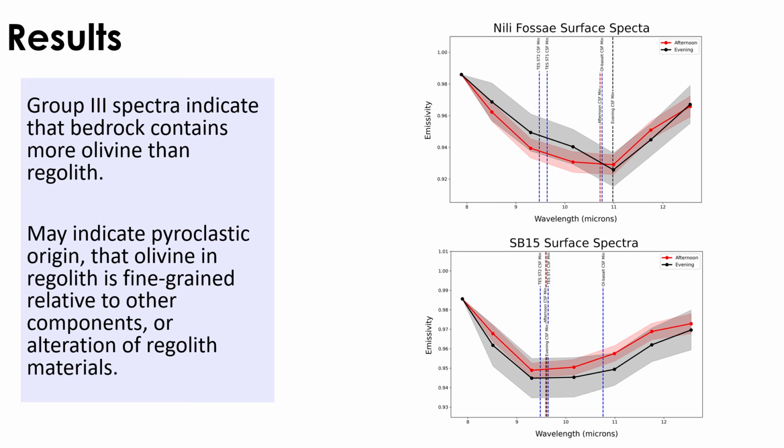The spectral trends observed in Group 3 may indicate a pyroclastic origin. Another possibility is that olivine is present in the regolith, but is fine-grained relative to the other components. Extremely fine olivine would have reduced spectral contrast, thus reducing its contribution to the overall spectrum. A final possibility is that the observed spectral trends indicate an alteration event. Olivine would be preferentially attacked in an aqueous alteration scenario, which may account for its removal in the regolith.